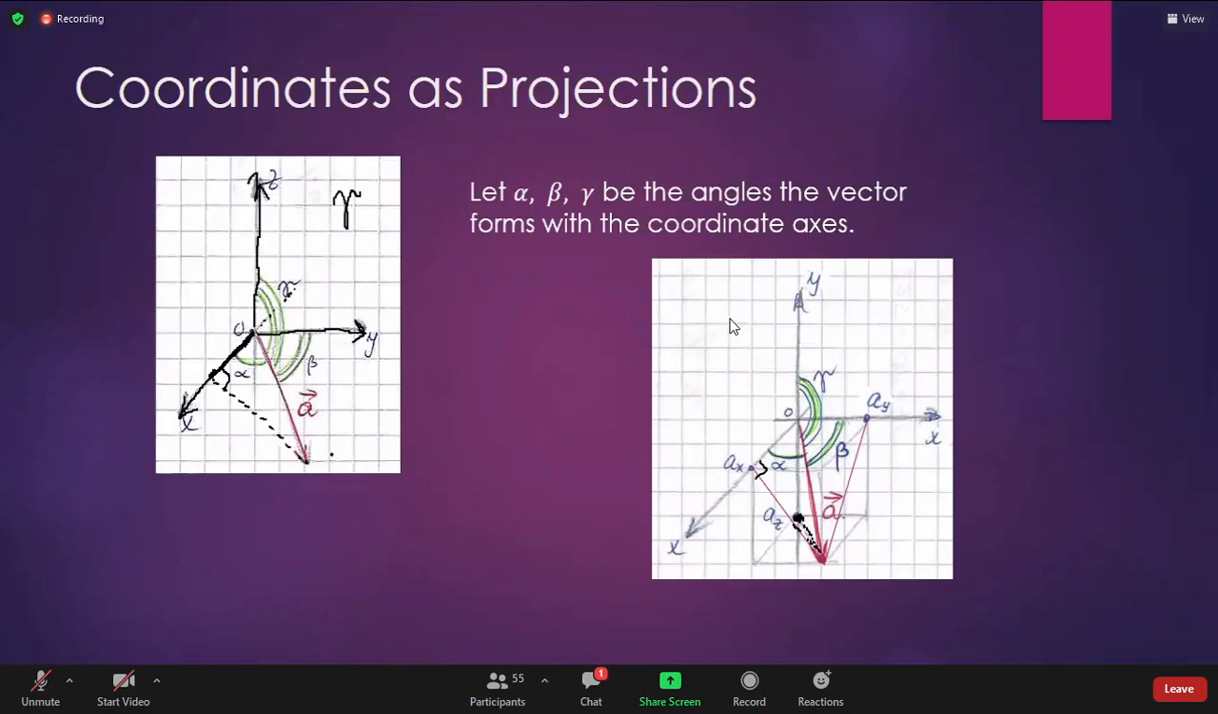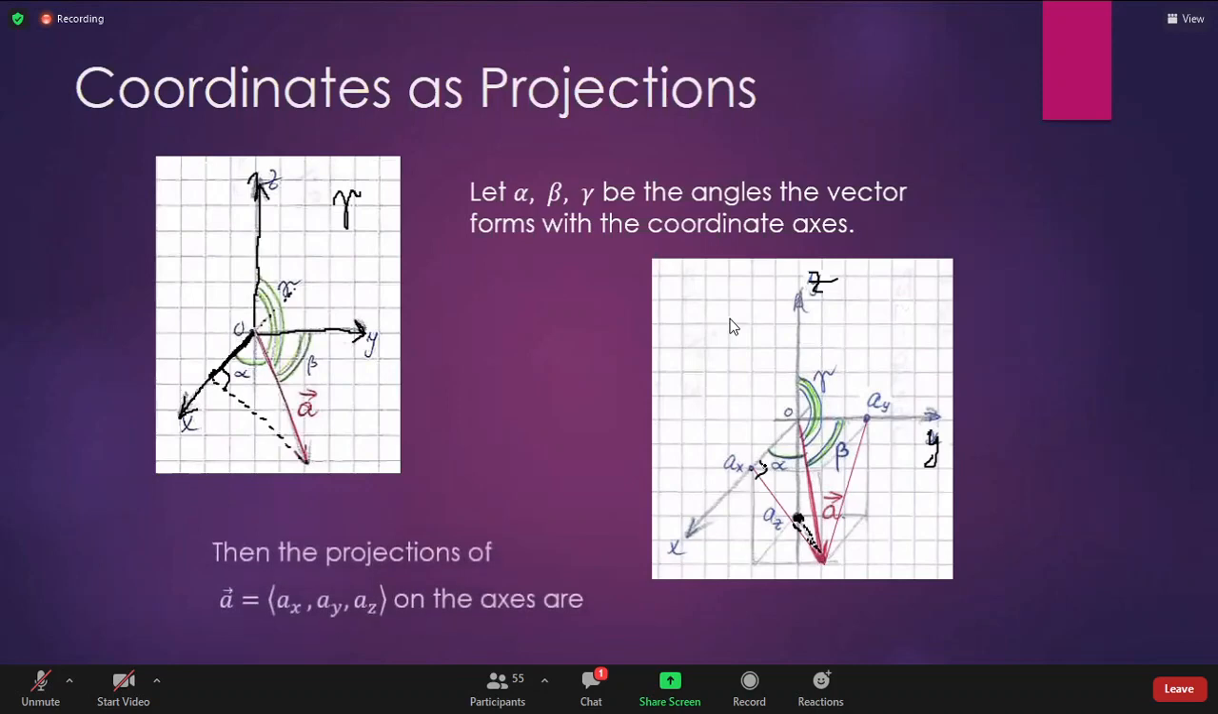Why have I done this? This was y, this was z. This is y, and this is z, of course. I don't know why I wrote something wrong there. So basically we have vector projections. It seems that vector coordinates are actually vector projections.